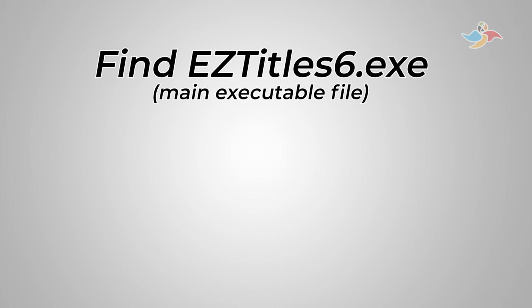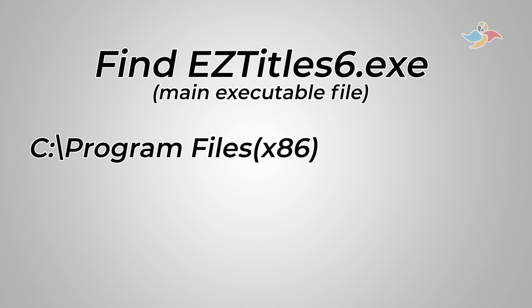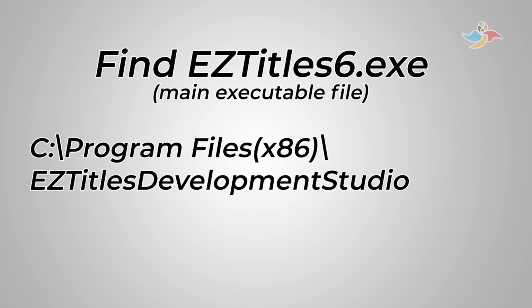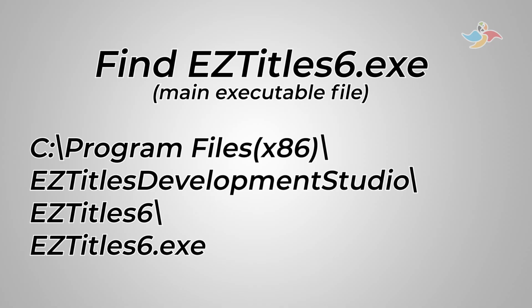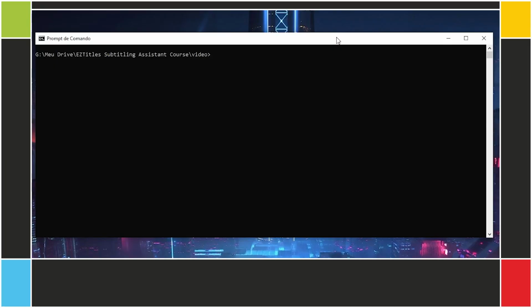The first thing we need to do is find the EasyTitle6 executable file. Its default location is in Program Files x86, EasyTitles Development Studio, EasyTitle6, EasyTitle6.exe. As usual, you can run the file from any folder by using its absolute path. If you run EasyTitle6.exe without any arguments, the program will just open normally.